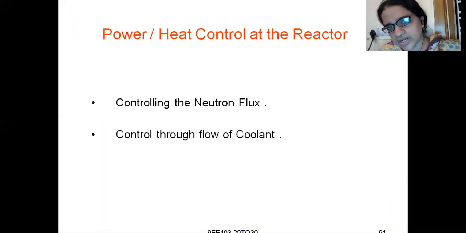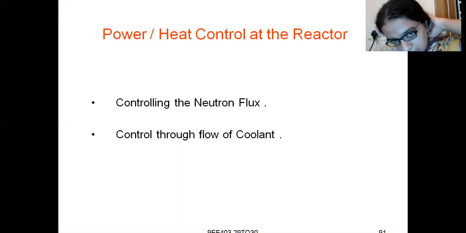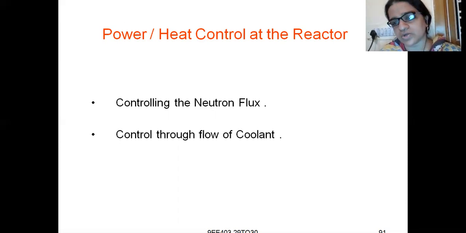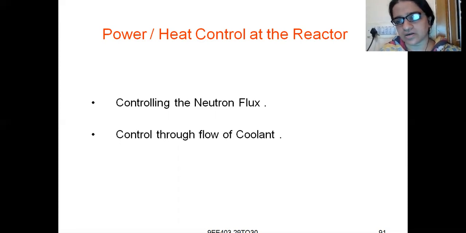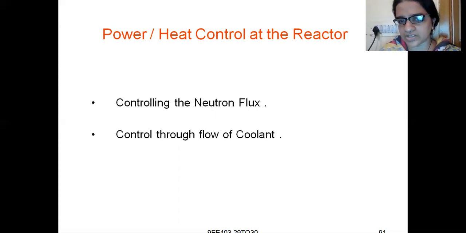Okay, power or heat control at the reactor. How will heat be controlled at the reactor? It means controlling the neutron flux. Okay, by controlling the neutrons, this reactor will be controlled, along with the flow of coolant. How will this heat be controlled at the reactor? By controlling the neutron flux.